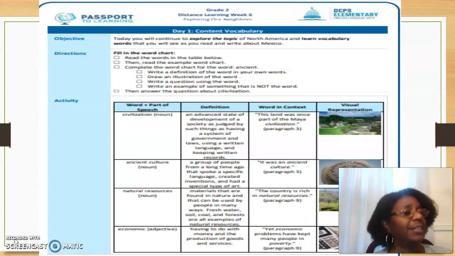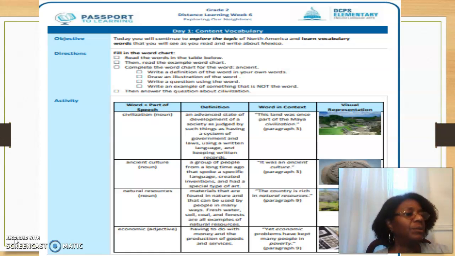So our first activity, you see here a chart with the vocabulary words located on the left, the first column. And in the second column, you'll have the definitions for each word. The third column is using the words in context. In other words, just use the words in a sentence. And then the last column, visual representation, what that word would look like. All right, so let's look at the first word.